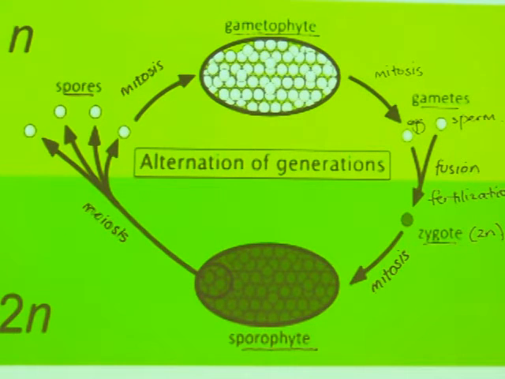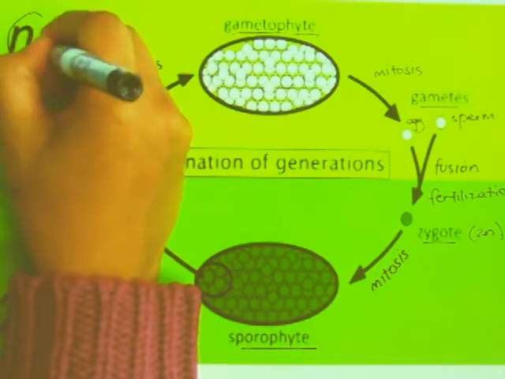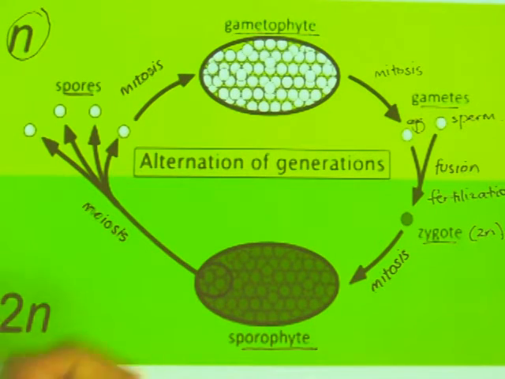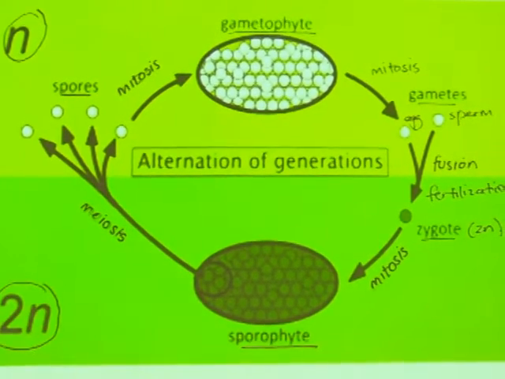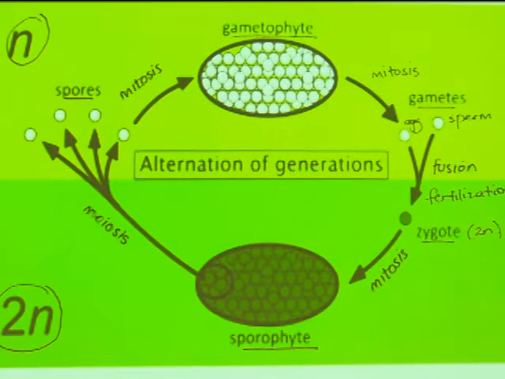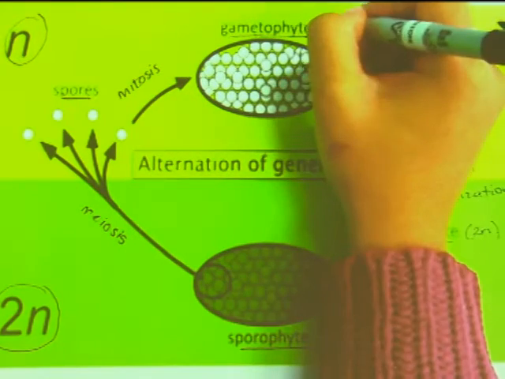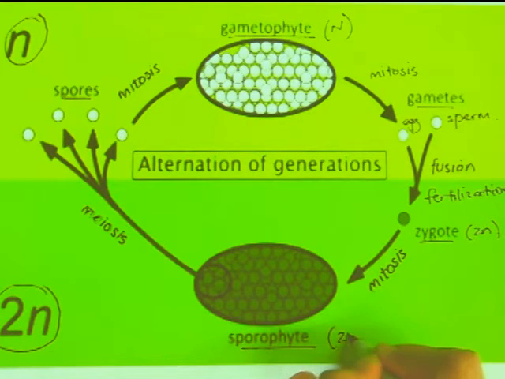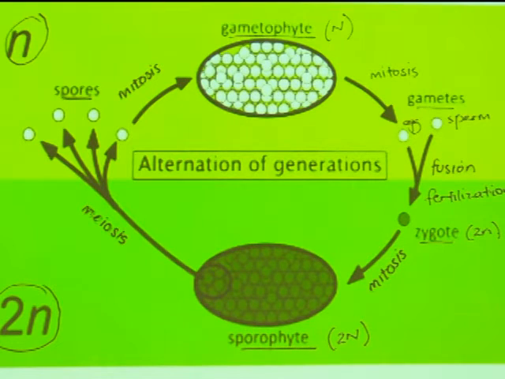The important thing to remember is that the term alternation of generations comes from the fact that they switch between the haploid phase of the life cycle and the diploid phase of the life cycle. The gametophyte stage is your haploid stage. This contains only one set of chromosomes, while the sporophyte is the diploid stage and contains two sets of chromosomes.